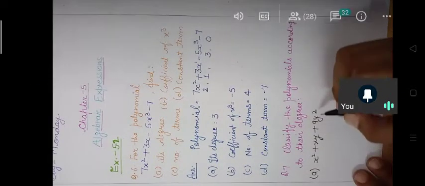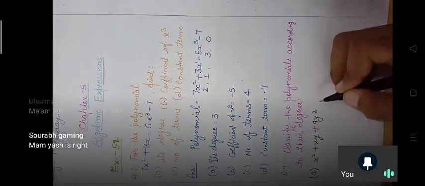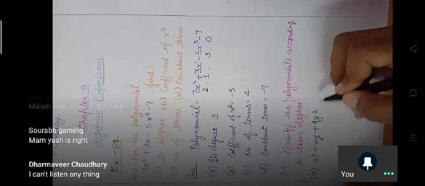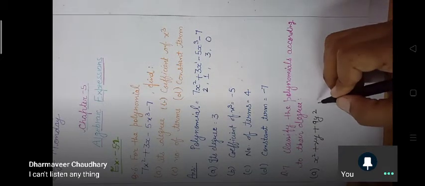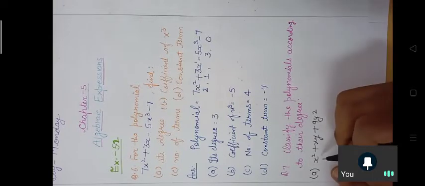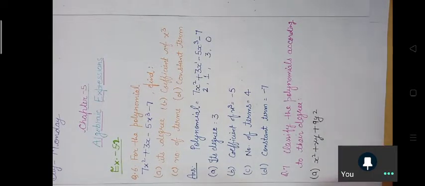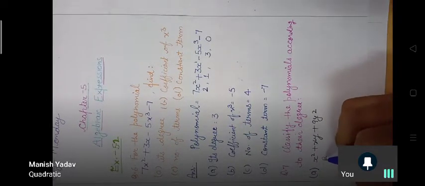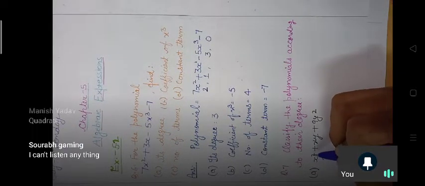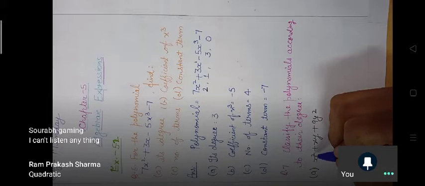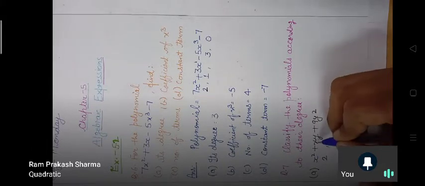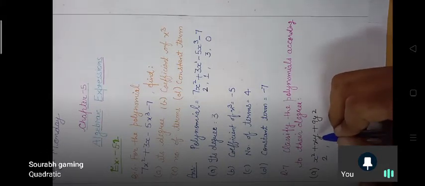First of all, we will find its degree and then we will classify it according to its degree. You can see the degree of first term is 2 because the variable x is having power 2. Okay. Now in the second term, two variables are present there.